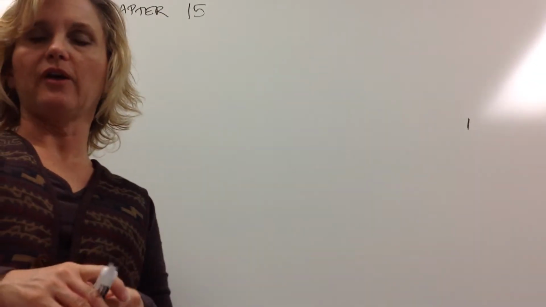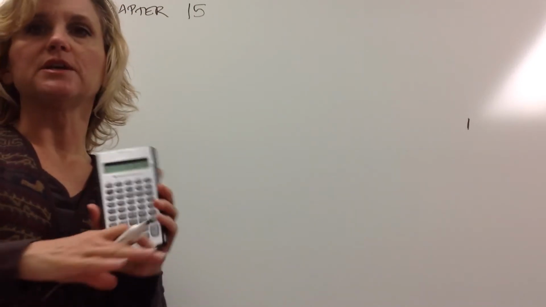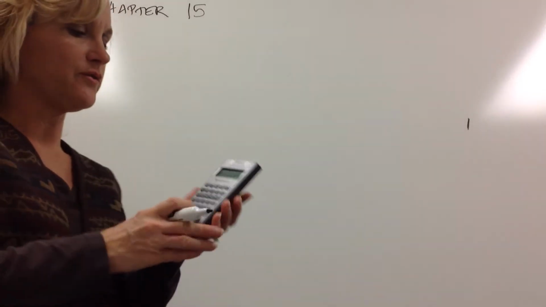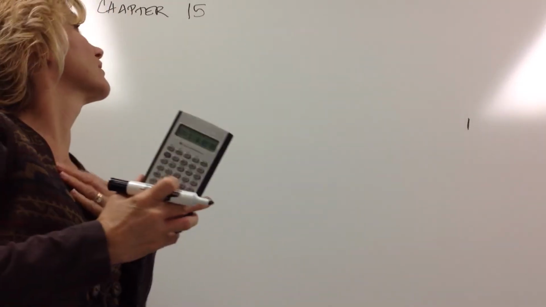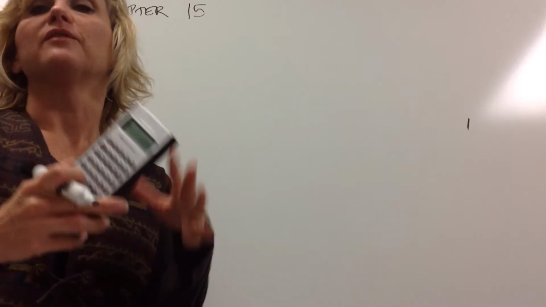So chapter 15, we're still using our same time value of money keys, and we're still using our financial calculator to solve these problems as well. We do not use the tables, we do not use the formulas, we use our financial calculators. Now this chapter, we add the concept of an annuity.